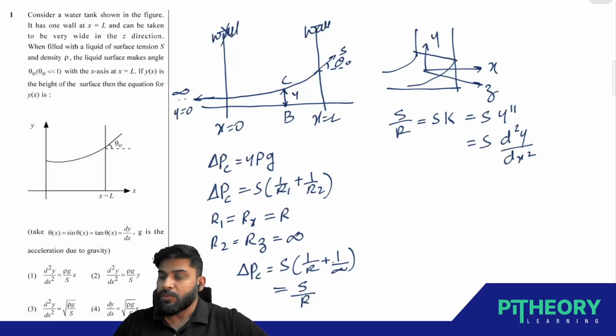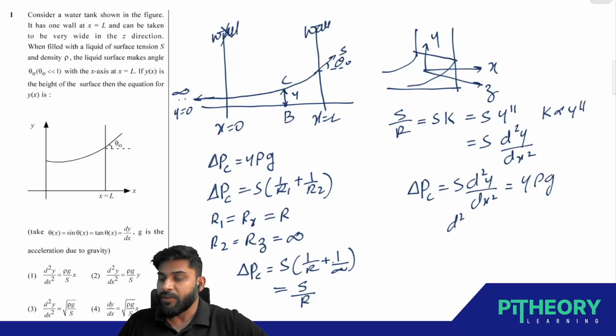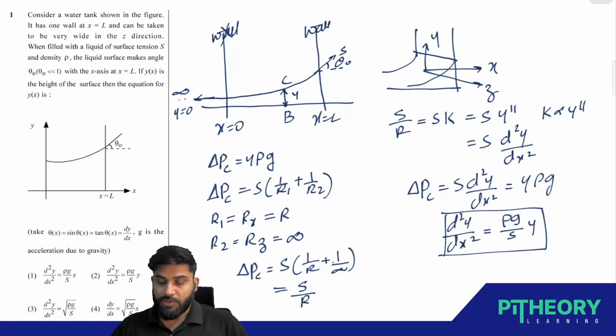Here we have used that the curvature is proportional to y double dash. Now if we club these two together, we can write delta P_C equal to S into d square y divided by dx square, and that is equal to rho g y. So d square y divided by dx square is equal to rho g by S into y. That is our answer for this question, option number 2: d square y divided by dx square equals rho g by S into y.